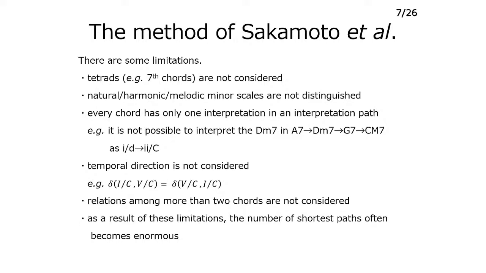And next, temporal direction is not considered, as it's named space. The distance on TPS is designed to be symmetric, but it seems a little strange to consider, for example, the progression from a first degree to fifth and fifth to first are identical. And also, the relations among more than two chords are not considered. For example, some chord sequences found very often in jazz, like 2-5-1, cannot be dealt with directly. And as a result of these limitations, the number of shortest paths often becomes enormous.